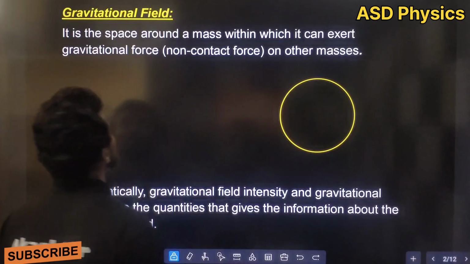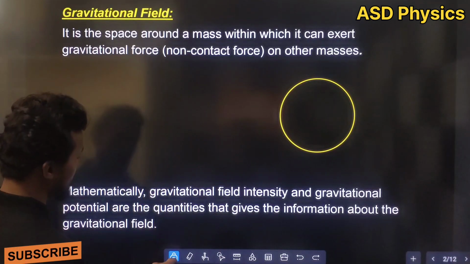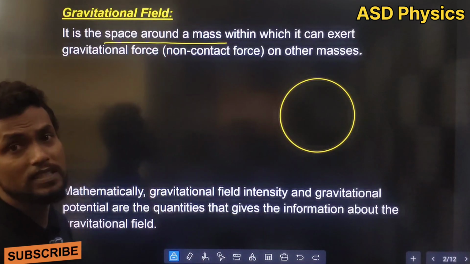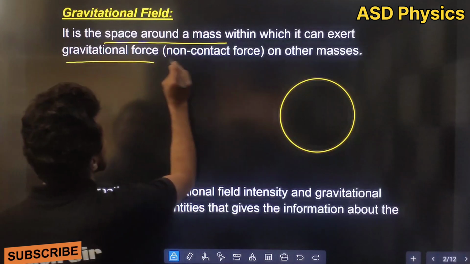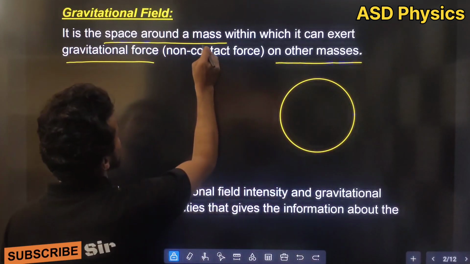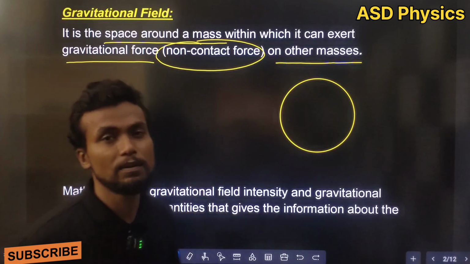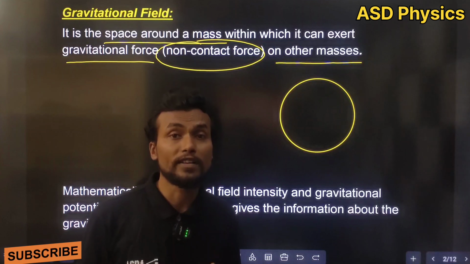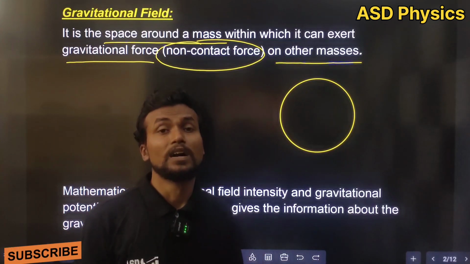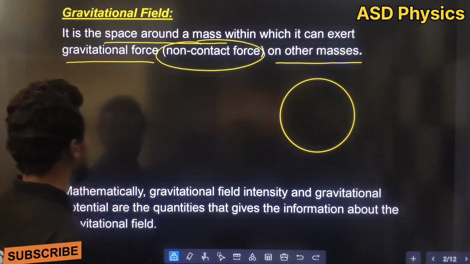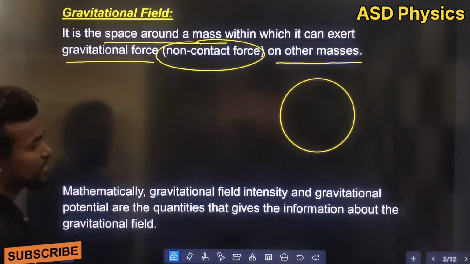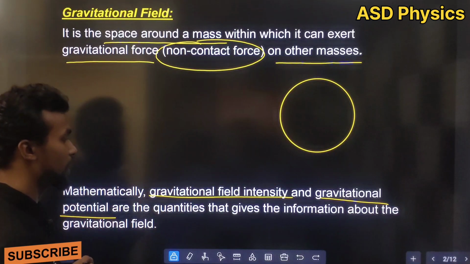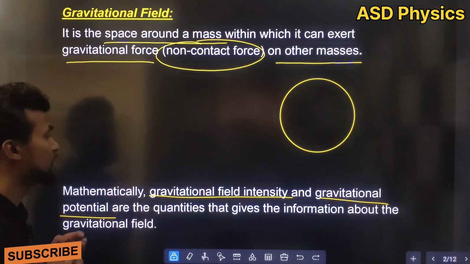So students, here the first topic is the gravitational field. The gravitational field is the space around a mass within which it can exert gravitational force on other masses. And which kind of force? Non-contact force. Please remember that one thing. This field concept is always applicable for forces that are non-contact in nature, like gravitational force, electrostatic force, all these things. Mathematically, gravitational field intensity and gravitational potential are the quantities that give information about the gravitational field.